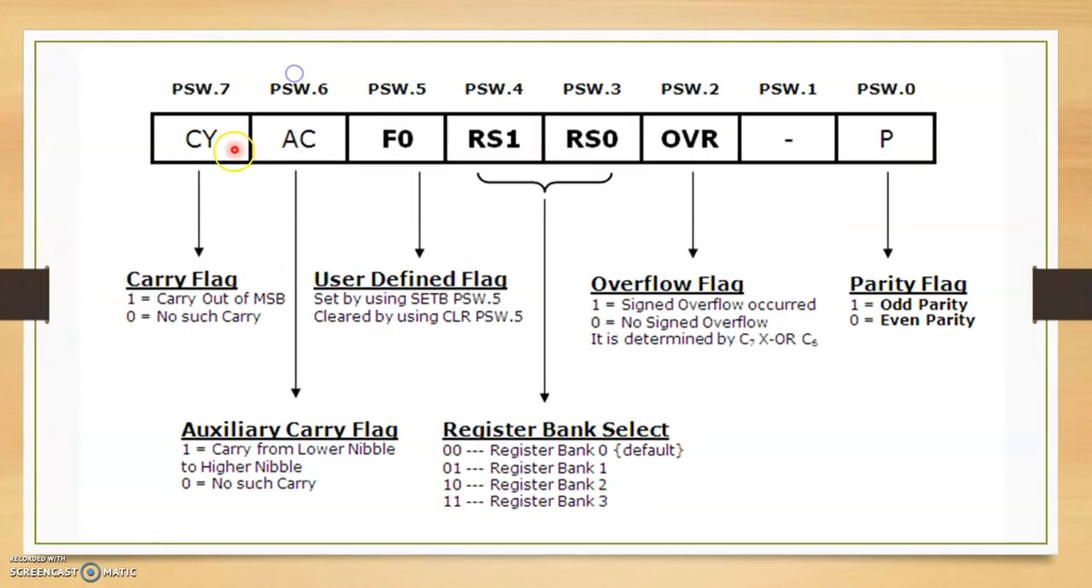So this is the F0 flag, PSW.5, the user defined flag. The SETB instruction can be used to change it to 1, and to clear it, that is to make it 0, we can use the clear instruction.